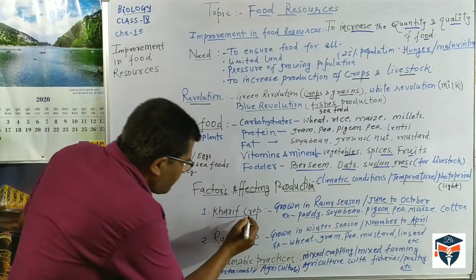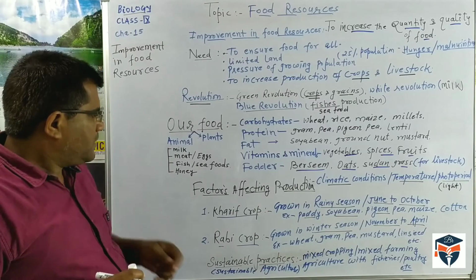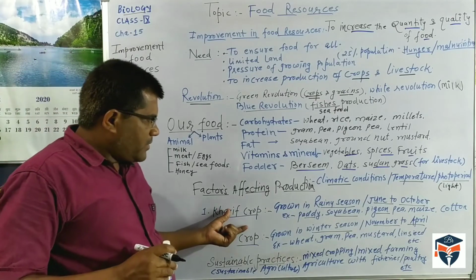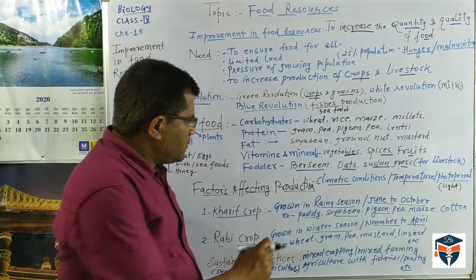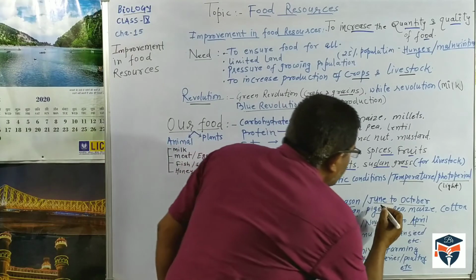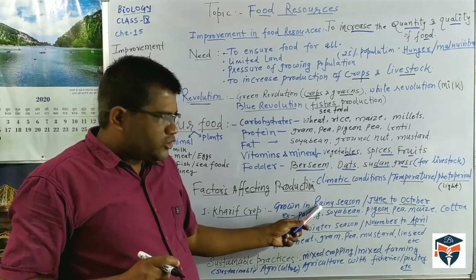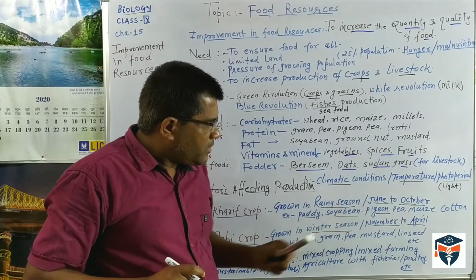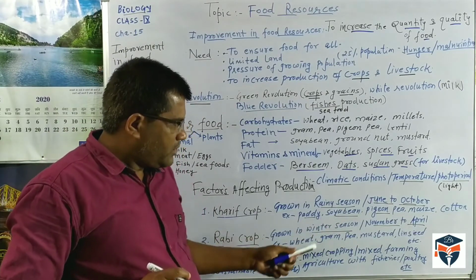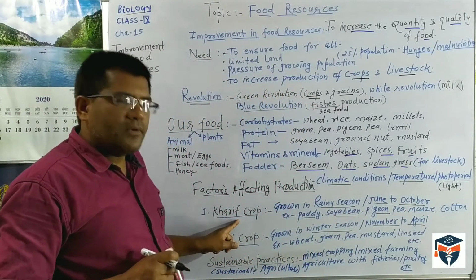Then crops: kharif crops and rabi crops. Any time a 2-mark question is asked in a board examination: differentiate between kharif crop and rabi crop. Kharif crop is grown in the rainy season, so it is called a rainy season crop, grown in June to October. So first point, kharif crop is grown in the rainy season, in the months June to October. Examples of kharif crops are paddy, soyabean, pigeon pea, maize, cotton.